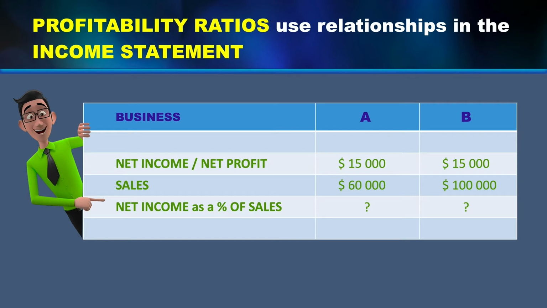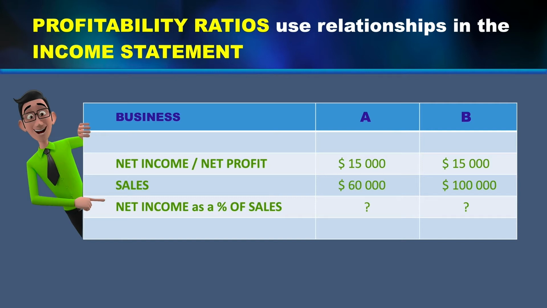So the absolute amounts would be your sales generated and your net income. So we would see in our example, we have business A and business B. We have two businesses, and both businesses made a net income or a net profit of $15,000. So in absolute amounts, if you just look at the $15,000 net profit, you would say that both businesses were equally profitable in terms of the amount of net income they made.